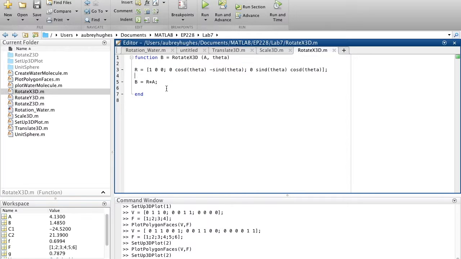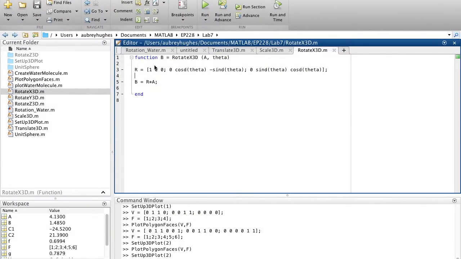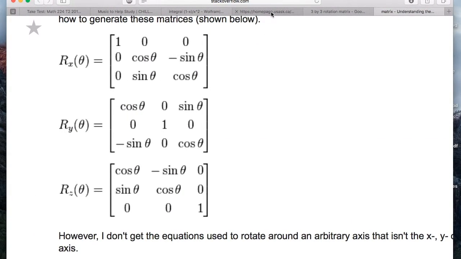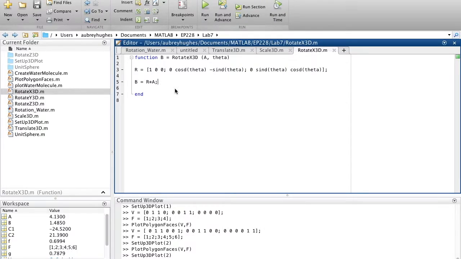So our matrix for x, if we remember, was 1, 0, 0; 0, cosine theta, negative sine theta; 0, sine theta, cos theta. So we literally just write that in, remembering to put sine d theta, cos d theta. And then if we look in the notes that Pasha gave us, we can see that our new rotated vector equals our rotation matrix times our old matrix. So we can just do that. We can say that B, our returned vector matrix, is going to be our rotation matrix times our vertice matrix. And that's it for X.